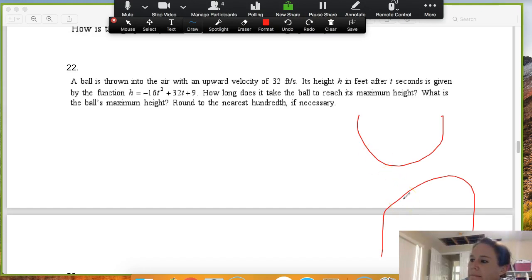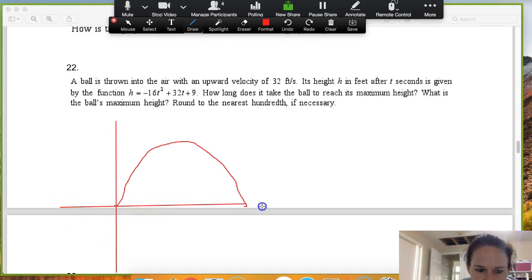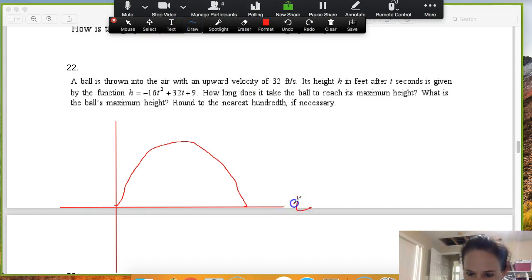Oh, downward. Yes, yes. Okay, so if I'm throwing a ball into the air with a velocity, I'm standing here. I throw it up and then it's going to come back down, right? Okay. Its height in feet after t seconds is given by the function. So don't let the h and t confuse you. They're just your x and y renamed. Time is usually your x, so this is your time, and your height is your y.